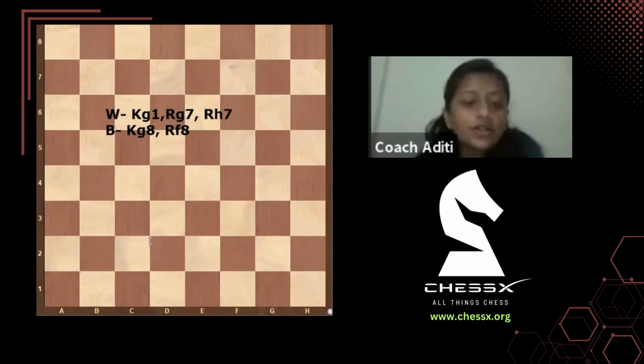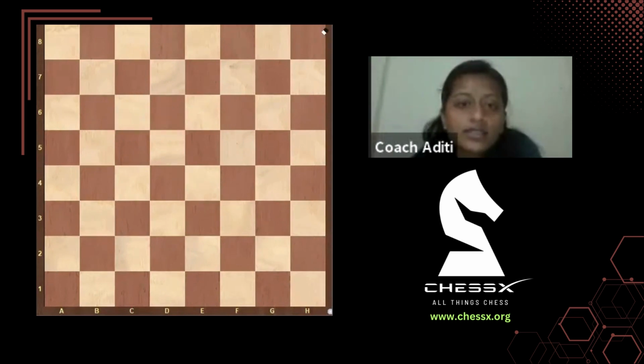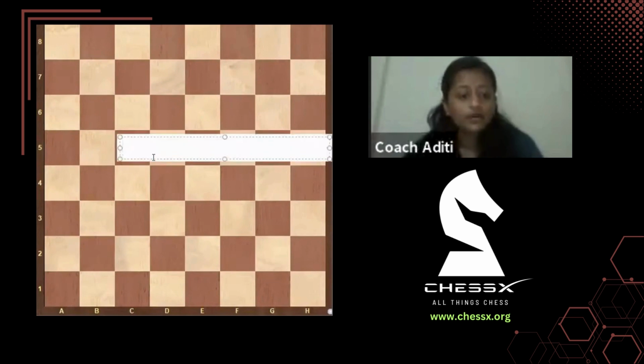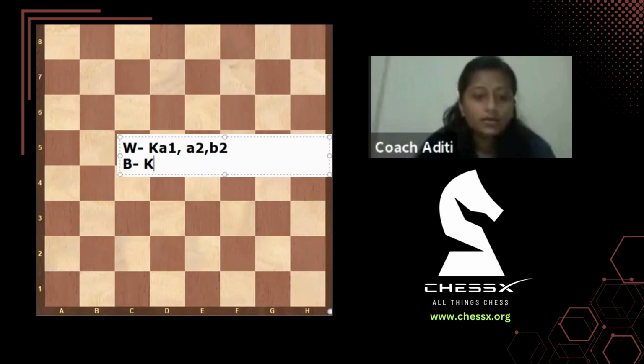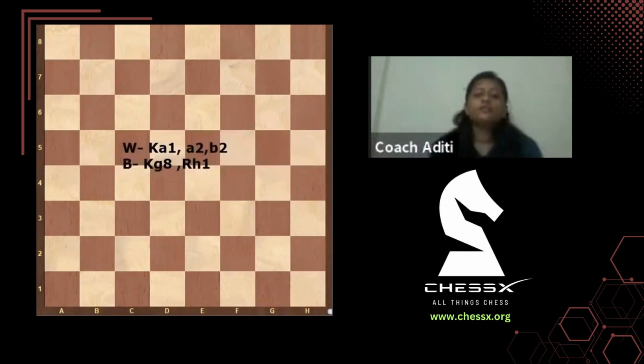Yeah, sure, Sandra. Okay, another position I'm having for you guys. Just imagine and tell me what mate is this. King a1, okay, a2, and pawn on b2. And similarly, black king on g8 like before, but there is a rook on h1. Tell me what checkmating. Very good, Nishara.